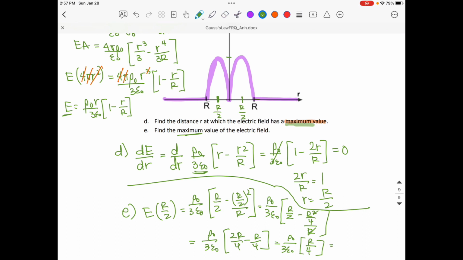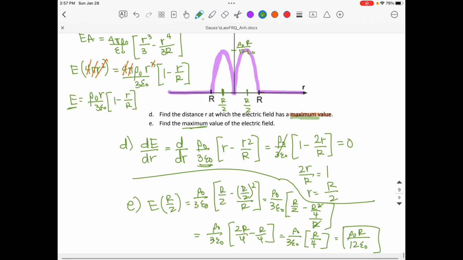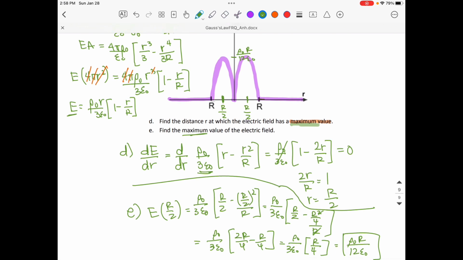And if I simplify this, rho naught R over 12 epsilon naught is my maximum electric field. And so you can label that in your graph here. Rho naught R over 12 epsilon naught is where it reaches its maximum. And that would be at R over 2 radius. So that would be our final answer.